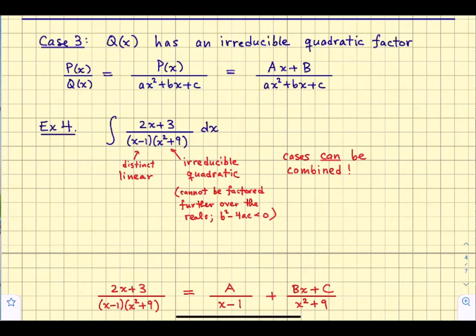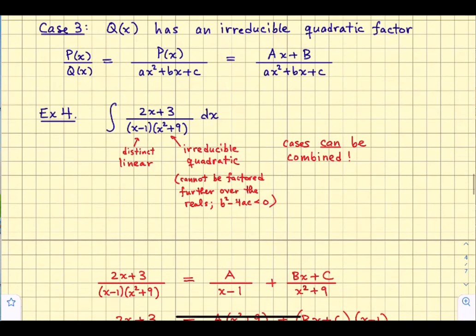And the partial fraction theory says that when you go to do this, you should have your irreducible quadratic in the denominator. And this is where it's different from cases 1 and 2. When you have an irreducible quadratic in the denominator, your numerator is going to be an arbitrary linear function. So an ax plus b.